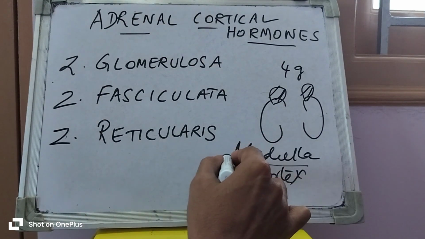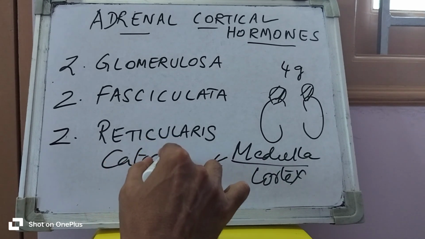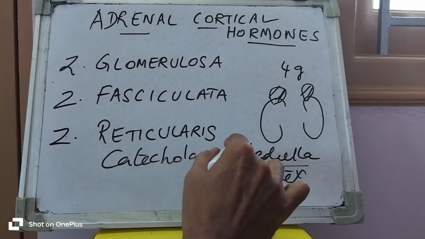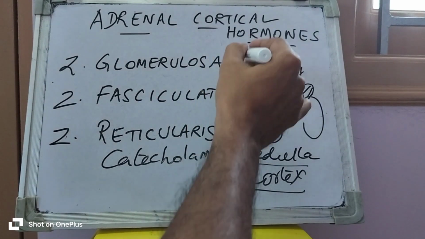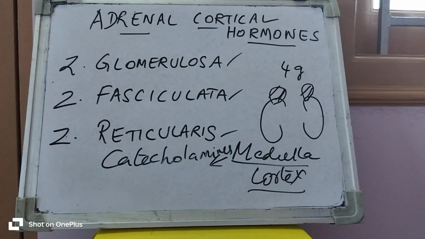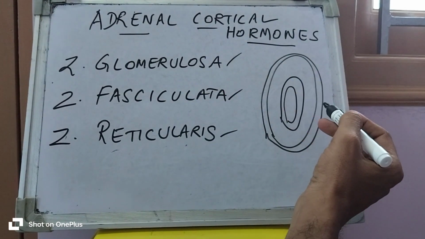So the adrenal medulla secretes catecholamines. They are norepinephrine, epinephrine and dopamine. The adrenal cortex is made up of 3 layers: zona glomerulosa, fasciculata and reticularis. So this is the histology of the adrenal cortex, which shows 3 layers.